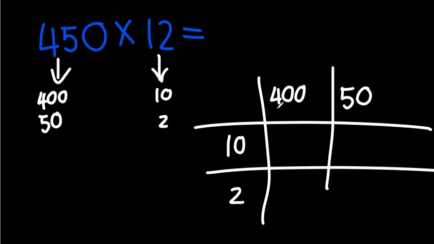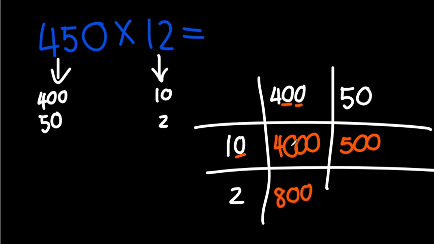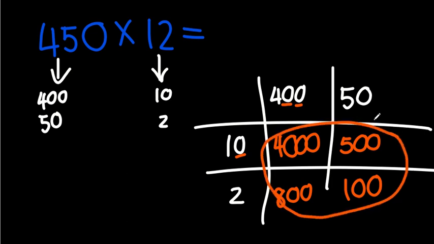So 10 times 400, we know it's going to be 1 times 4 is 4, and then we just put all the zeros on there. So that's going to be 4,000. 10 times 50, 500. 2 times 400 is 800. 2 times 50 is 100. And then all we're doing is adding up all of these in there.